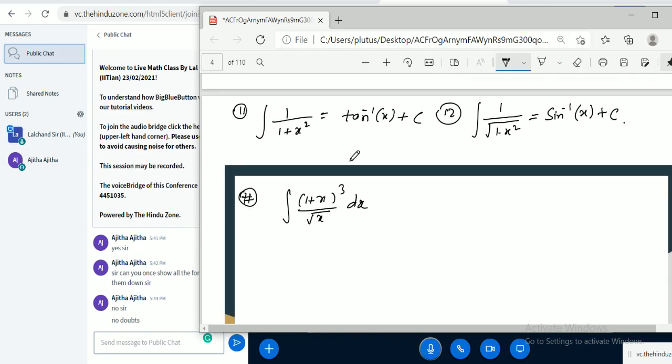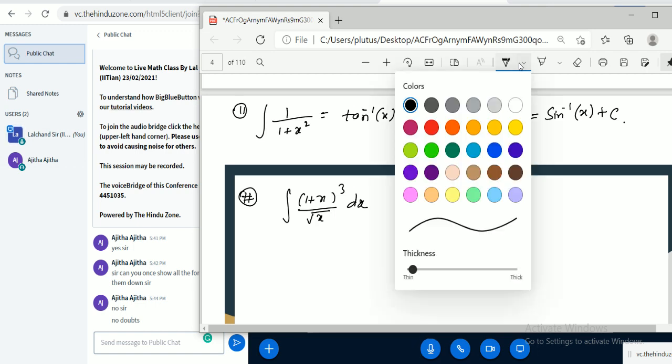No doubt. Okay, so let us try to solve this question that is based on all these basic formulas. So can you try this question now? Okay, let me solve this question.